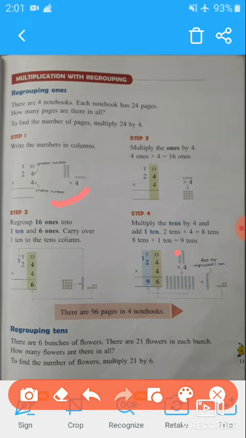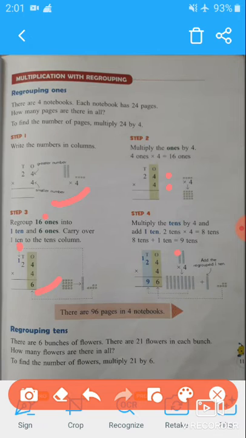In step 1, you can arrange the numbers in a column like this. Now in step 2, multiply the ones by 4. So students, when you multiply 4 by 4, you will get 16 as the answer. So students, in step 3, regroup 16 ones into 1 ten and 6 ones. So here you can write 6 at the ones place and 1 as a carry.